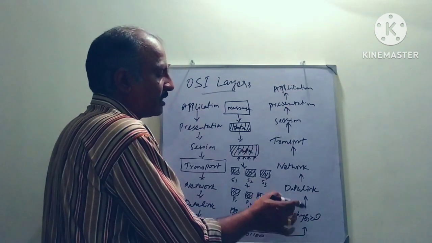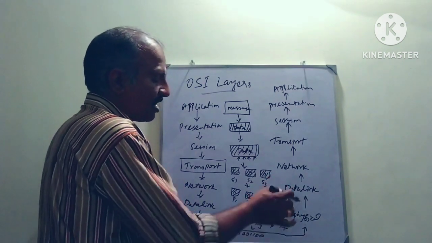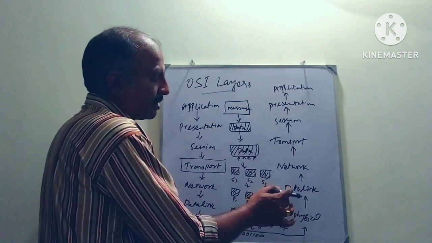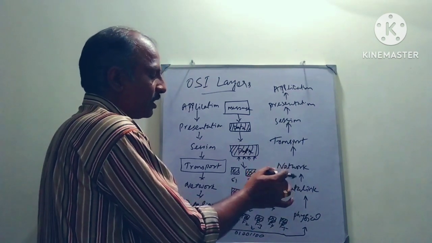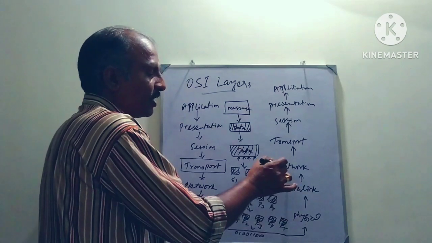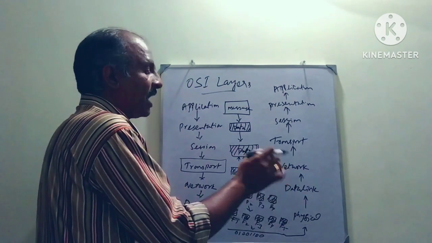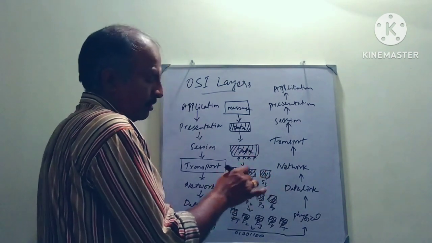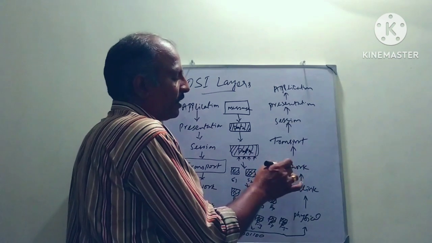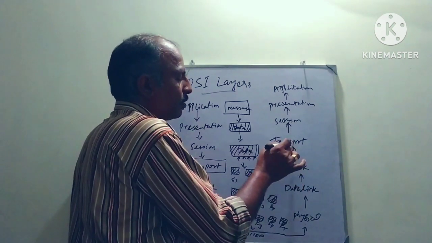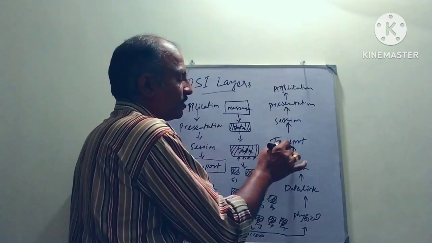The physical layer sends the zeros and ones to the data link layer, which converts them into frames. The data link layer sends them to the network layer, which converts the frames into packets and checks the source IP address as well as the sequence number. Everything is checked. After that, it sends the data to the transport layer, where the packets are converted into segments.